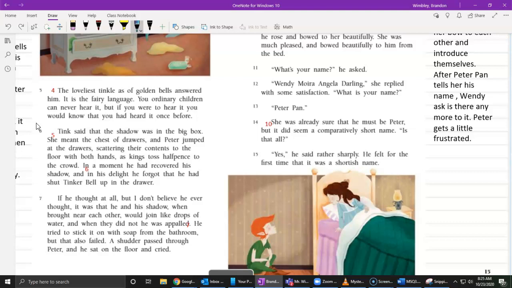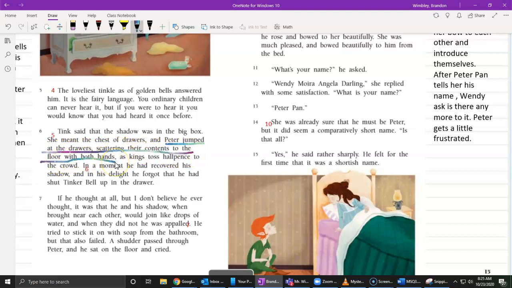In a moment he had recovered his shadow, and in his delight he forgot that he had shut Tinkerbell up in the drawer. So Peter kind of just ignored Tinkerbell. He got so excited. He locks her in that chest of drawers. So I learned that in paragraph 6, Tink found Peter's shadow in the chest of drawers, and Peter jumped at the drawers, scattering their contents on the floor. So that's one of his actions, his excited moments.